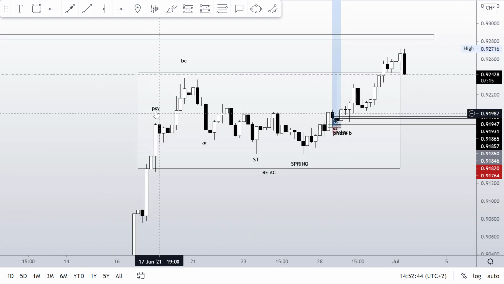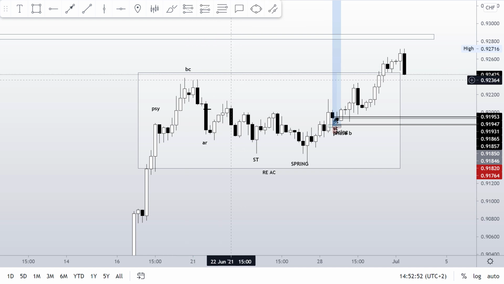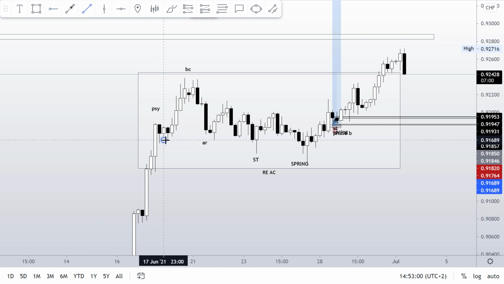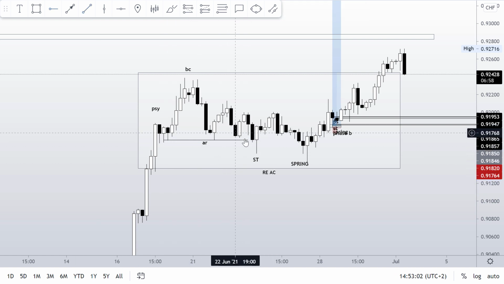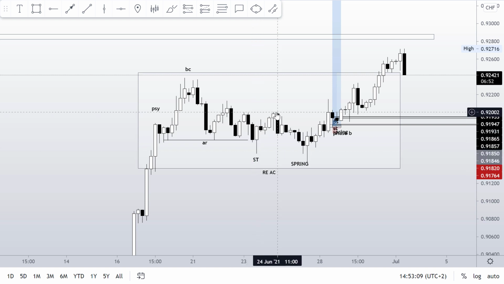Okay, so of course at the beginning we might think that this is a distribution with the preliminary supply being here, the buyer's climax, automatic rally, but then as you can see right here, we have created those equal lows right here. You can see that they were broken by this secondary test in phase B, actually, that you see here. Then we retraced again.